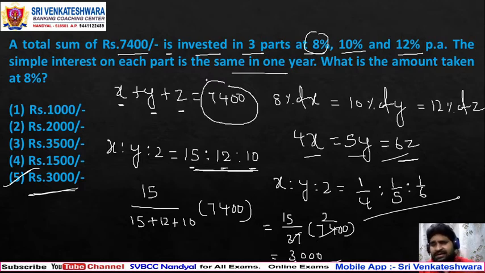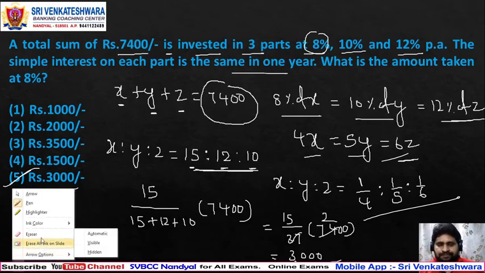Understand the point here. 8% in the first case, 10% in the second case, 12% in the third case, and the interest is equal. From that I am getting the x y z ratio. I know the total amount, and we are dividing with respect to that. So this is the process. Just to understand it, I am writing all these steps here. But once you know this basic formula, there is no need to go through these steps. We can write this step directly. I'll explain that also.